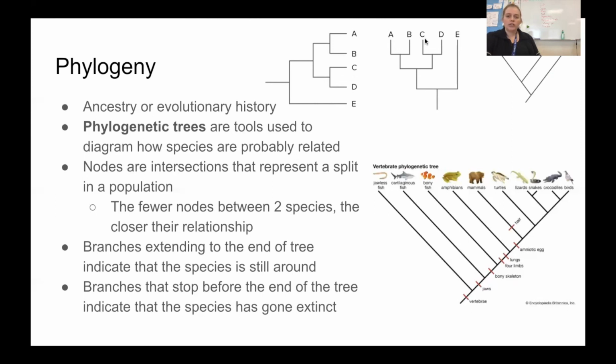The fewer intersections you have to pass between 2 letters or 2 species, the more closely related they are. So what organism would be most closely related to B? Hopefully you're thinking A. And if we come down to this tree, which organism is most closely related to a lizard? Hopefully you're thinking snake. Okay, so these trees can be turned in different ways, but they're always read the same.